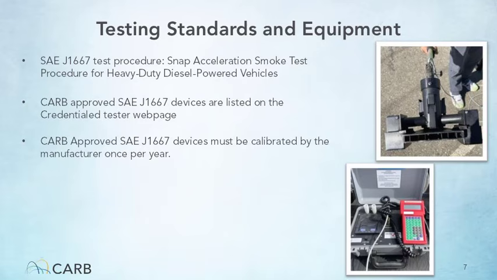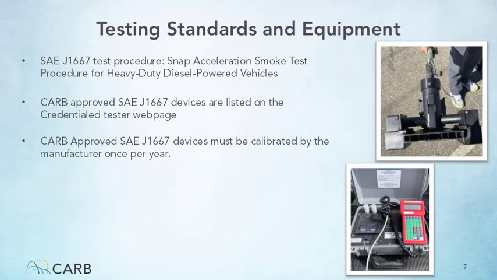The SAE J1667 test procedure, known as the Snap Acceleration Smoke Test Procedure for Heavy-Duty Diesel-Powered Vehicles, is the required procedure for the Clean Truck Check Smoke Opacity Test. This document can be found on CARB's website. To access the document from the CARB website, go to CARB's homepage and search for SAE J1667 using the search function on the top right-hand corner.